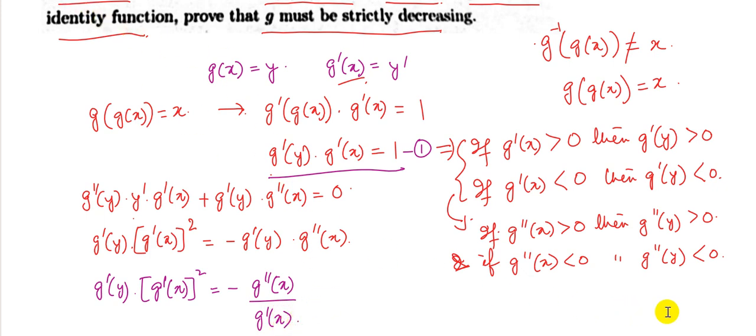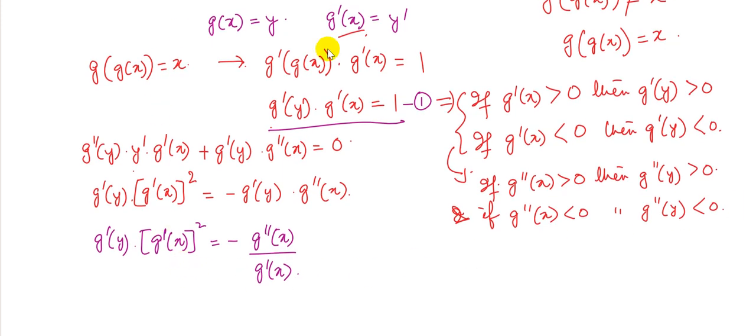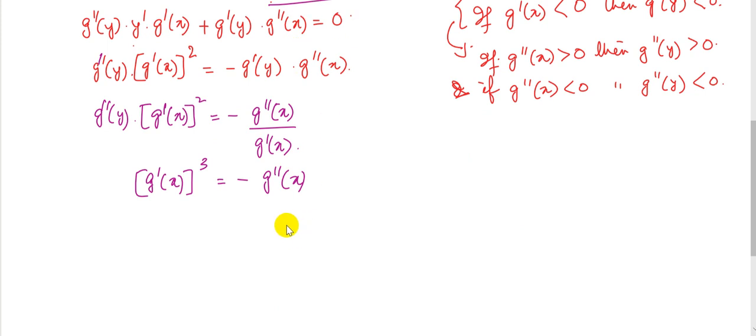That means g dashed x whole cube, so I multiply both sides by g dashed x and divide by g double dashed y, so I get g dashed x whole cube will be equal to negative of g double dashed x upon g double dashed y.